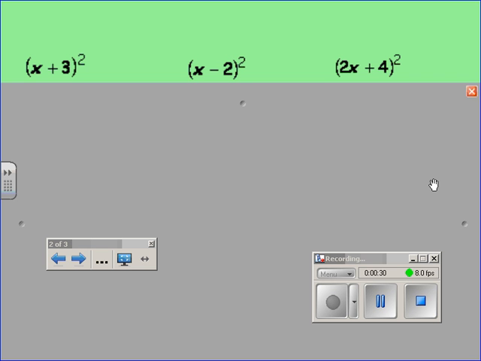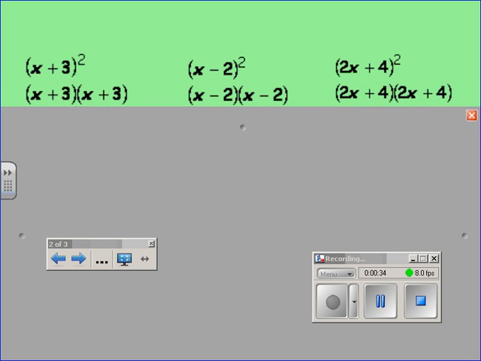If we take our factors and write them out, as you recall, something that is squared just means that it's multiplied by itself. So in the first one, where we have x plus 3 squared, we rewrite this as x plus 3 times x plus 3. In the second, we have x minus 2 times x minus 2. And in the third one, we have 2x plus 4 and 2x plus 4.